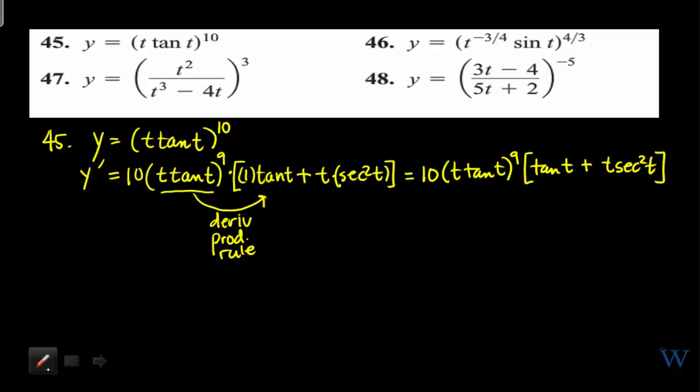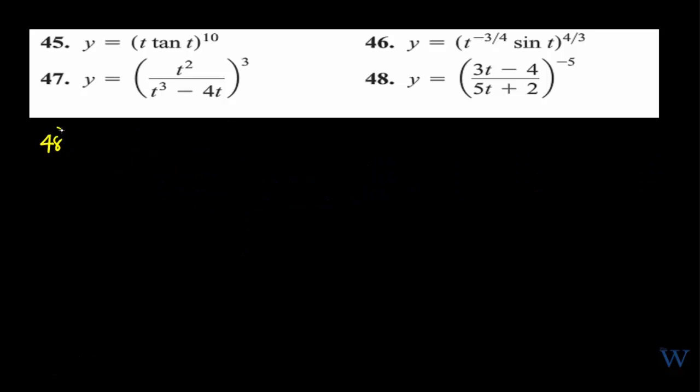How do we do number 48? In number 48, the outside is a power rule. As you can see, it's something that's raised to the negative 5. And then, how do you take the derivative of the inside with respect to t? Then we have to use quotient rule. So let's do that. So y is something that was raised to the negative 5. So that's 3t minus 4 divided by 5t plus 2.